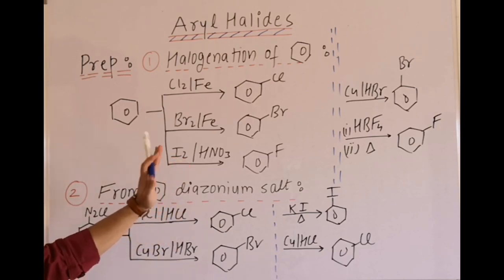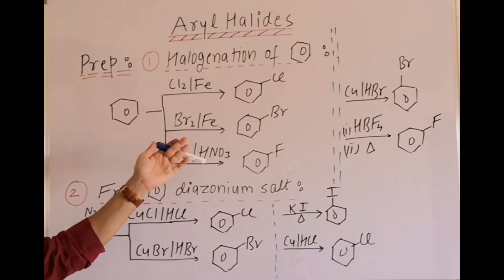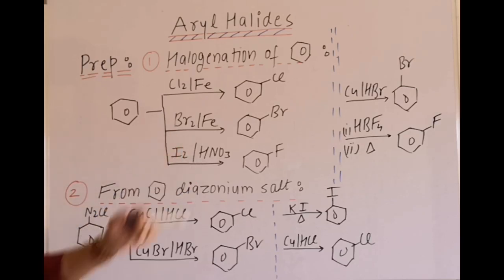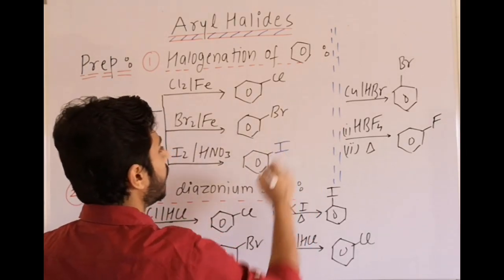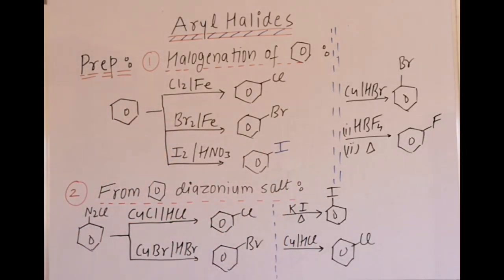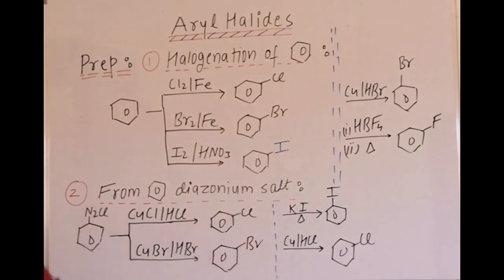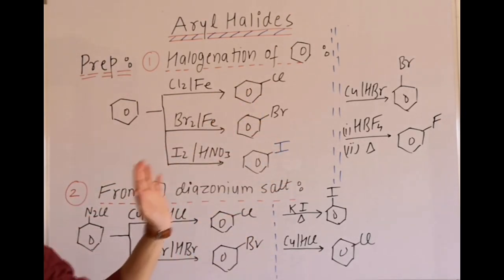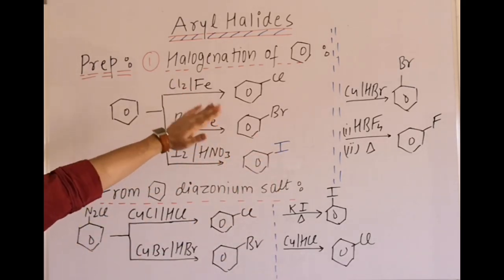With I2, it is a reversible reaction. That is why we take oxidizing agents like HNO3 or HIO3 or HIO4, and then it gives iodobenzene, right? For fluorobenzene, it is not suitable with benzene. Why? Because it is highly reactive, explosive you can say. So these three are the halogenation reactions.